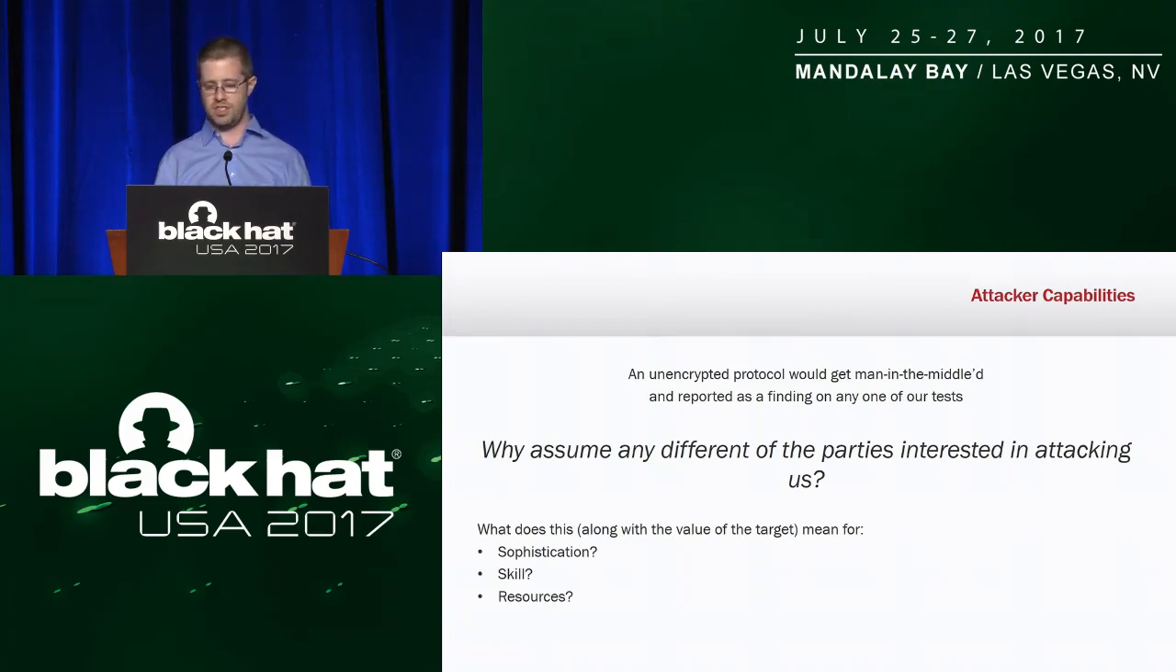The sophistication, skill, and resources of an attacker that would be interested in doing this would not have a problem executing man-in-the-middle attacks. In every one of your engagements as a penetration tester, if you find a protocol that you can ARP spoof and get into or otherwise man-in-the-middle, you do it and you put it in there as a finding. And so if it's a finding on the client's network, it should be a finding in your infrastructure as well.